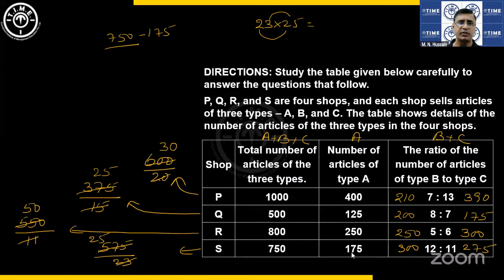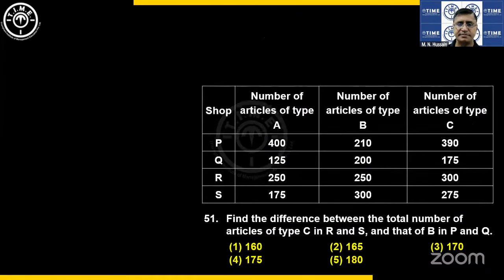Similarly, for Q, R, S, when you observe, 125, 200, 175, then 250, 250, and 300. And in the same manner, 175, 300, 275 are the number of articles of A, B, and C in the shops P, Q, R, S. By using this data, we can answer the questions very easily. Look at the table here, the same data. Now solve the questions based on this information.